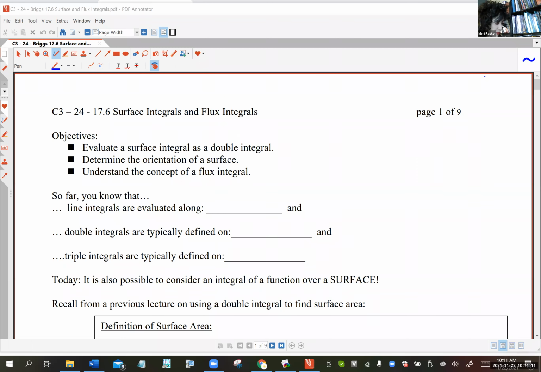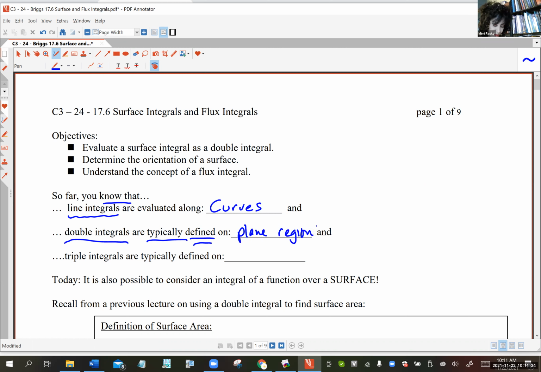But first, some review. So far you should know that line integrals are evaluated along, we'd like to say lines, but it's actually curves, which may or may not be a straight line. Double integrals are typically defined on plane regions, but not all. Triple integrals are typically defined on solids. So that's something you should know.